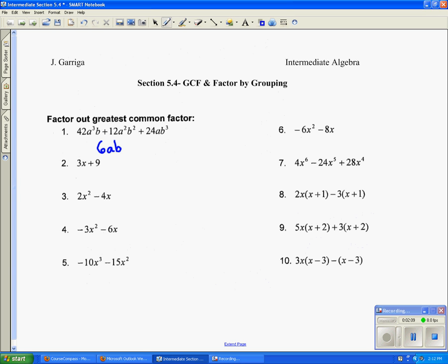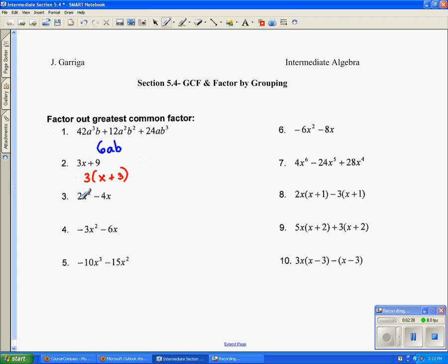Number 2, we're going to see that each term has a 3 in it. So if I factor out a 3, I'm left with X. And if I factor out a 3, divide 9 by 3, I have a 3 left over. And there's nothing else I can do.